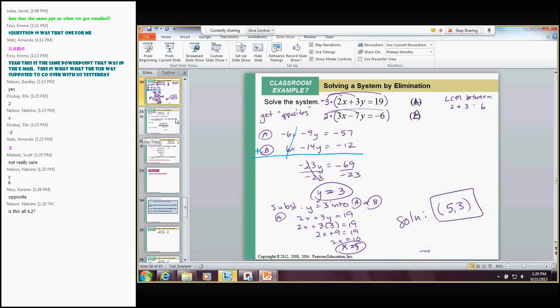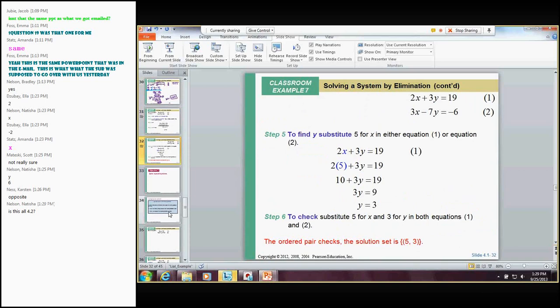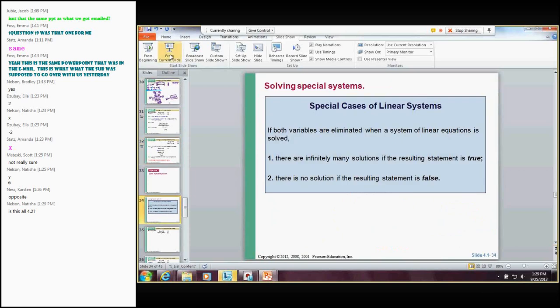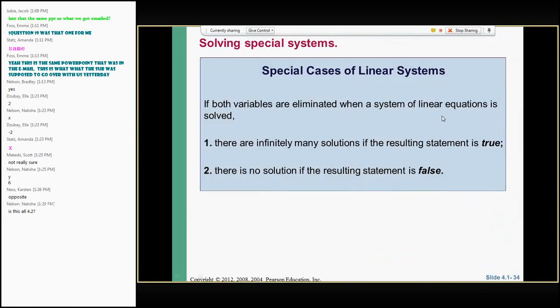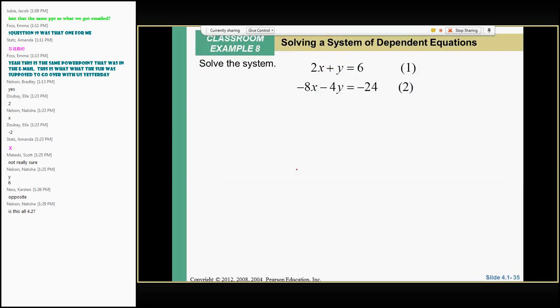This is 4.1 still. Now, remember what I said earlier. We're going to get into some special cases, and I'm going to go through this very quickly. If you get a true statement, that means you have infinitely many solutions. If you get a false statement, that means there's no solution. That's kind of the guideline. Let me show you an example.